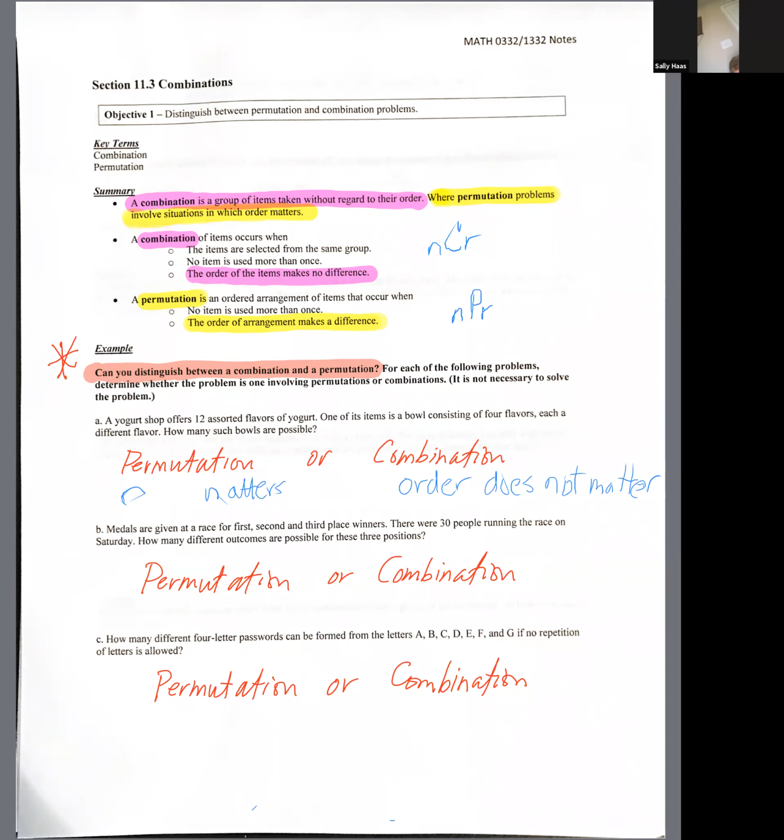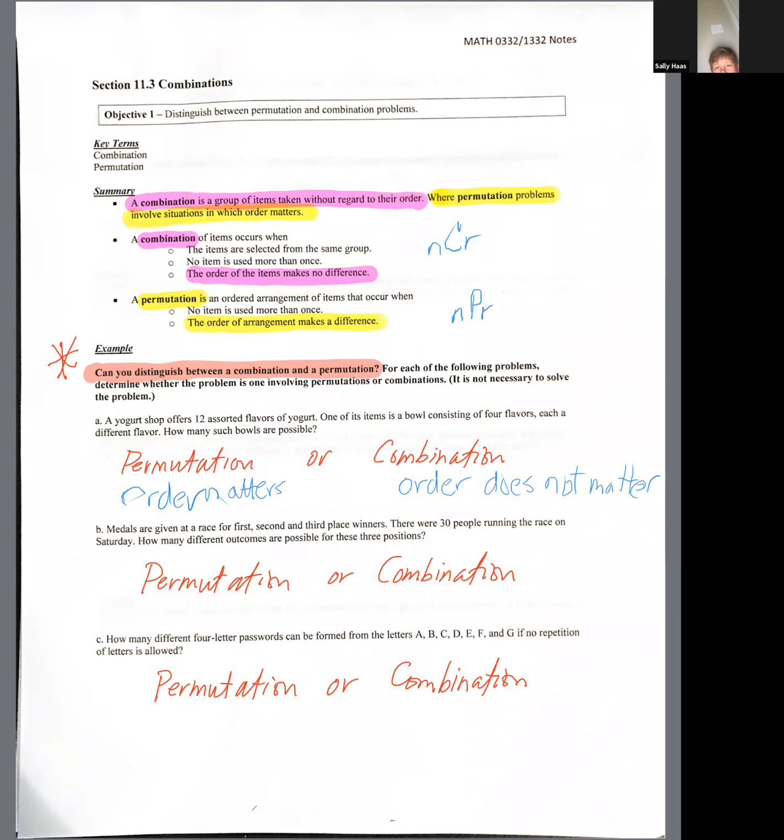All right, so does the order matter or doesn't it? Let's read this problem. It says a yogurt shop offers 12 assorted flavors of yogurt. One of its items is a bowl consisting of 4 flavors, each a different flavor. How many such bowls are possible?